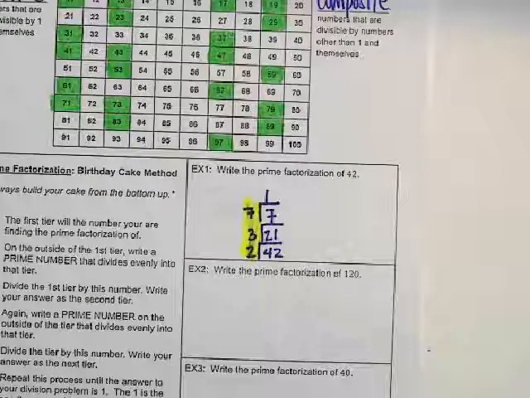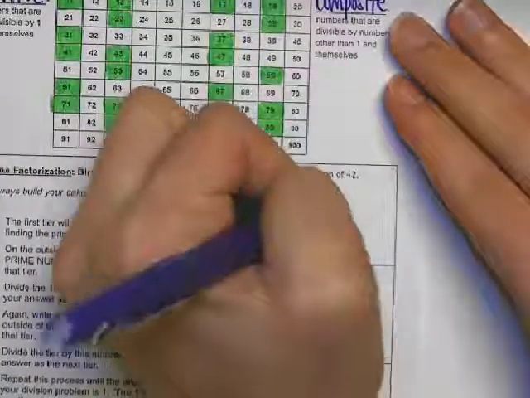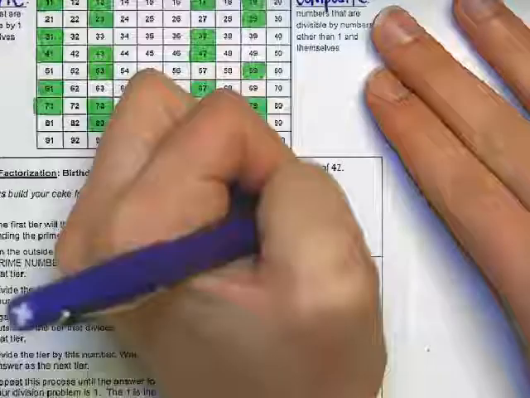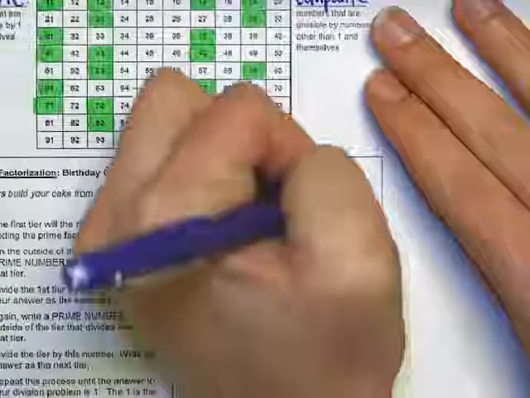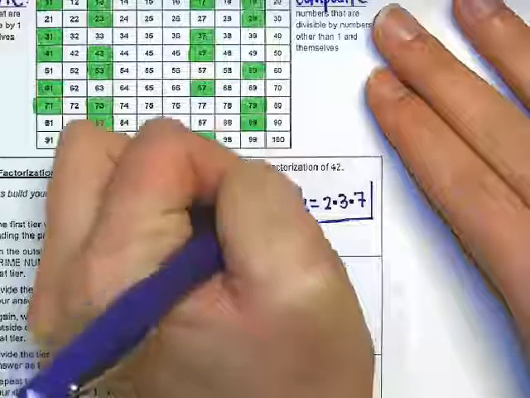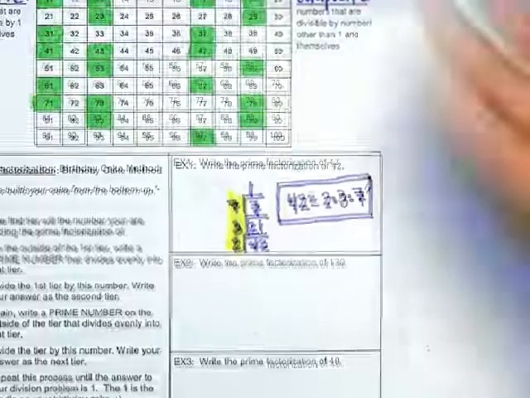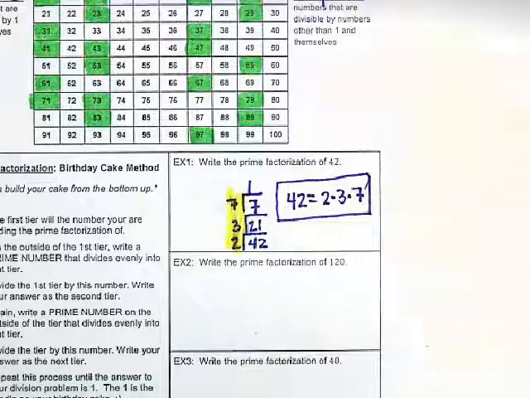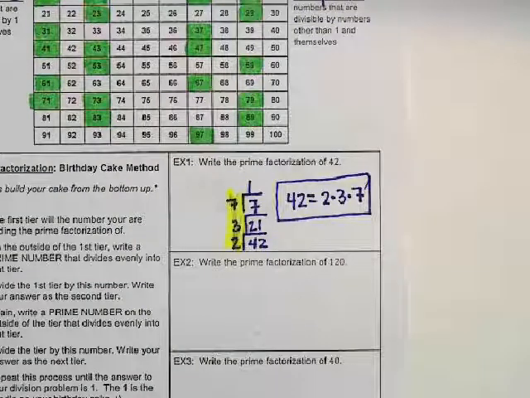And this is how we're going to write it. 42 equals 2 times 3 times 7 is your answer. Notice that I did not put an X for multiplication. I put the dot. We don't do X for multiply anymore. Okay?